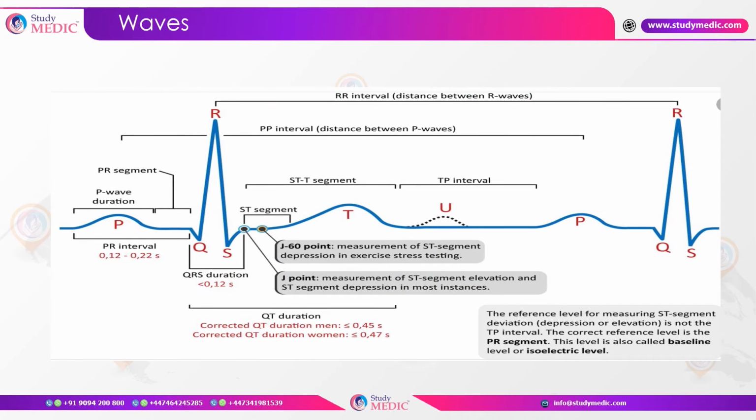So this is again the P wave, and this is the distance between two R waves, known as the RR interval, and this is your QRS complex, and this is the ST segment. Whenever you want to know whether the ST segment is depressed or elevated, the reference point for this is the PR segment. In reference to it, you should always talk about the ST segment being either elevated or depressed. This PR segment is also called the baseline level or the isoelectric level of the ECG.